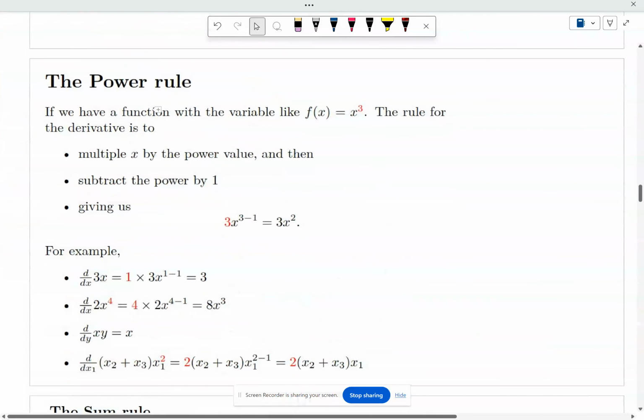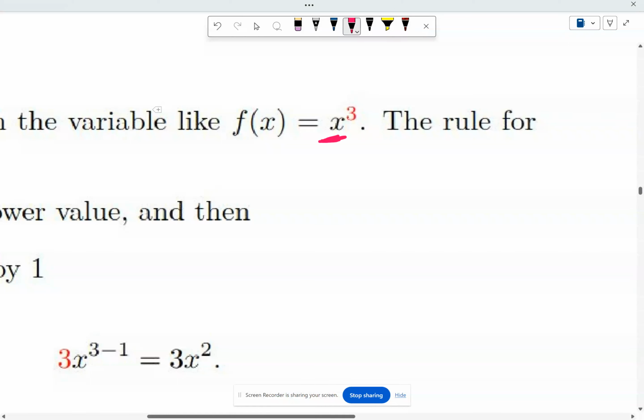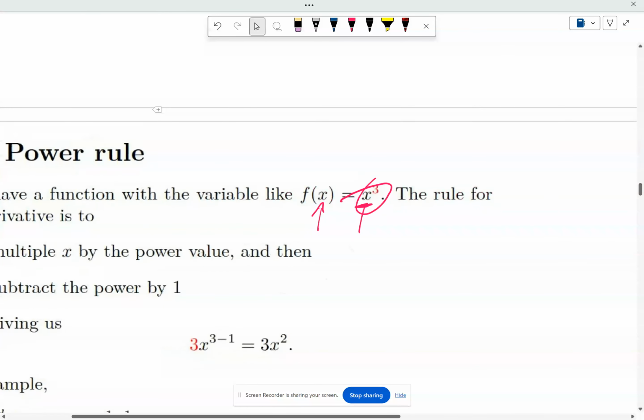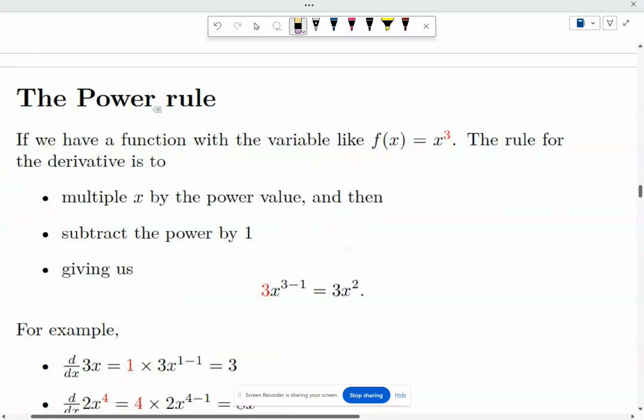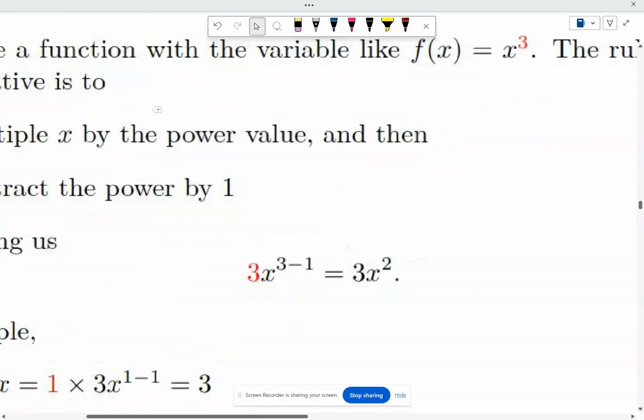The second rule is called the power rule. Okay, so the power rule is when we have a function of some variable. So here's x and here's x, to some kind of power. Hence the power rule. In the power rule, how do you find the derivative? Very, very simple. The rule goes like this. You take the power and multiply down. So since the power is 3, we multiply the whole thing by 3. And then you subtract the power by 1. Right? Then that's it. That's the derivative.